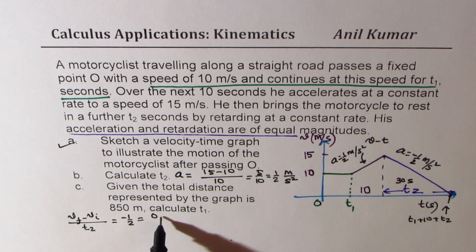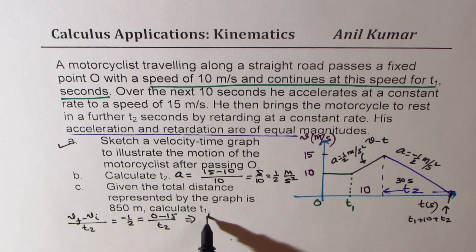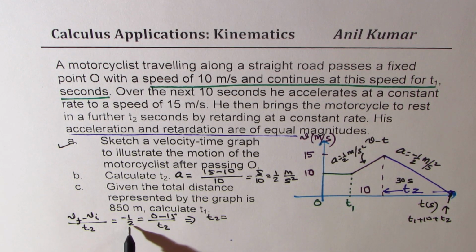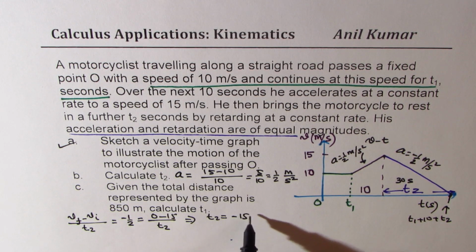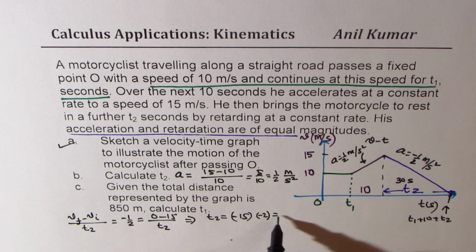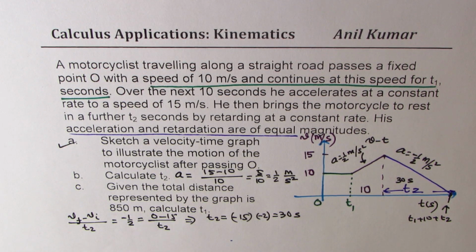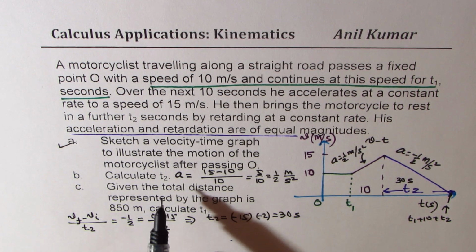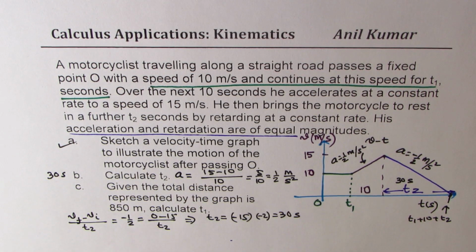So V final is 0. 0 minus 15 over T2 is minus half. So let's cross multiply, right? So when you cross multiply, you get T2 equal to, and you can actually multiply this by minus 2. So minus 15 times minus 2, and that is 30 seconds. Do you see that? So you can algebraically also get the same result. Do you understand? So we get T2 as 30 seconds. So we get 30 seconds for time 2.